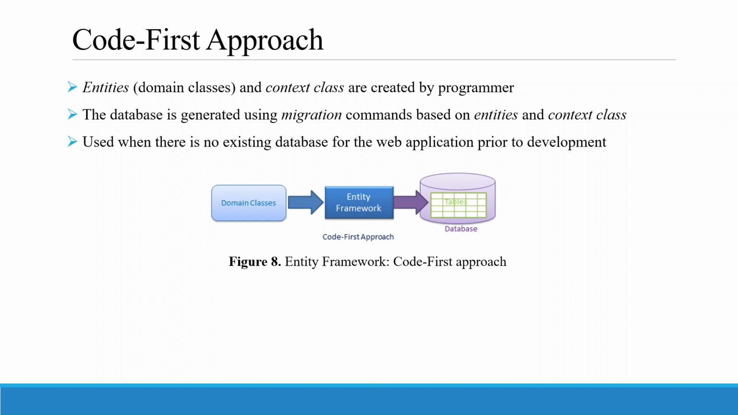Let's take a look at figure 8. We define the domain classes, okay? The entities and the context class. We run some commands, Entity Framework creates a migration, we execute it, and we get the database. Okay, so based on the classes that we define in the application, we get the database. This approach is used when there is no existing database for the web application prior to the development.